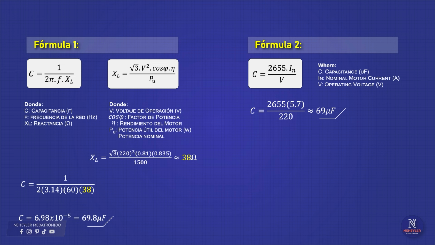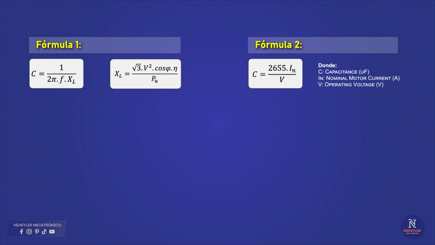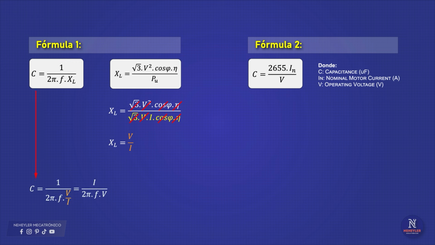To finish, I am going to analyze what they took into account for Formula 2 to have the number 2655. In the reactance formula we have the useful or mechanical power of the motor. I am going to replace that power with its equivalent that was shown previously. We simplify everything and in the end we have that the inductive reactance is equal to the voltage divided by the current. If we replace that in the capacitance formula, then in the end we have that the capacitance would be equal to the current divided by 2 pi times the frequency and by the voltage. But since the current is the nominal current of the motor, then we get the final formula as shown.